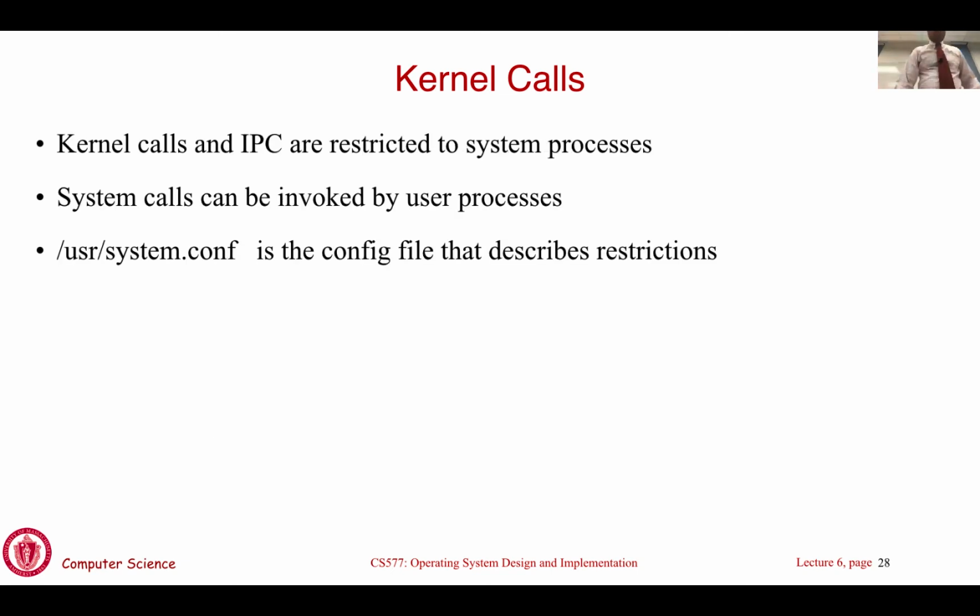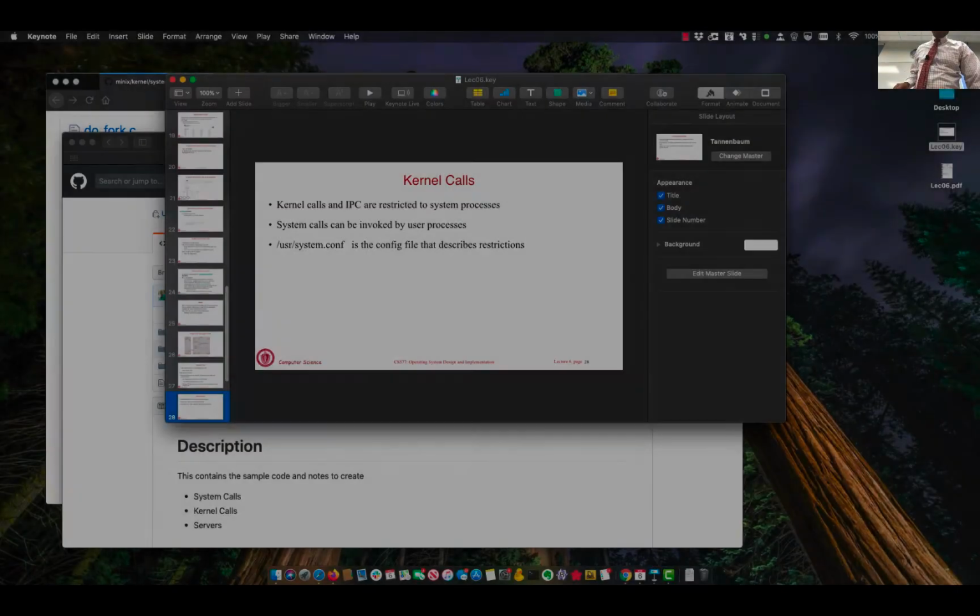The thing to keep in mind is the reason I mentioned user processes cannot invoke kernel calls is that you can actually set permissions on who can invoke what calls. That is done in a file called system.conf, which I showed you last time, if you remember. I am going to show it to you again, because you will have to change that file at some point in the lab.